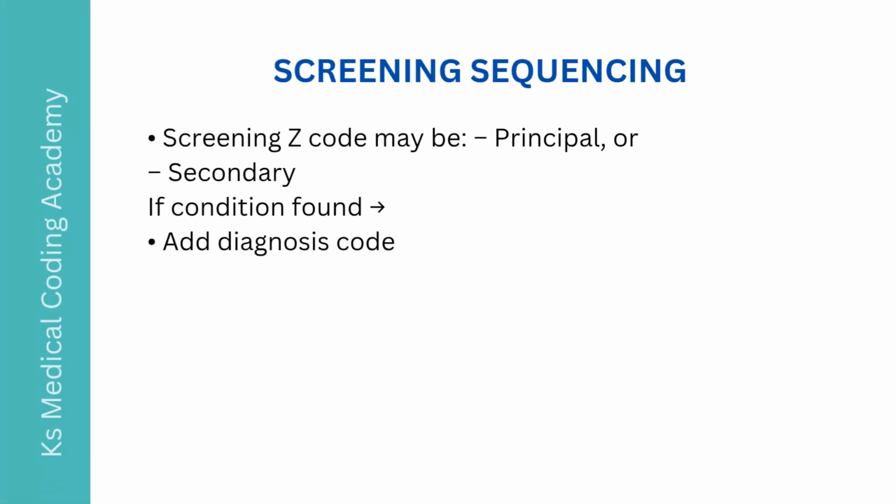Screening sequencing. A screening Z code may be used as the principal diagnosis when the encounter is specifically for screening. If a condition is discovered during screening, the diagnosis code for that condition is added as an additional code.